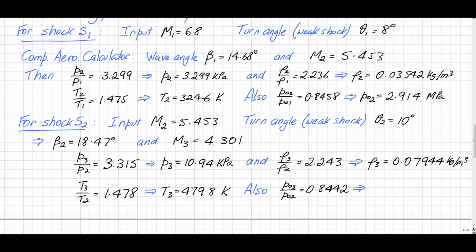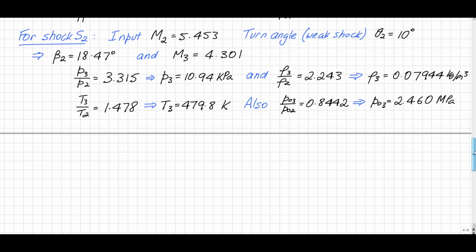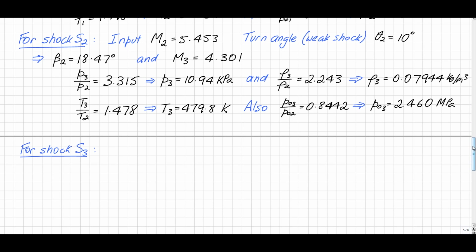So that's going to give us that the stagnation pressure downstream of this shock wave is 2.460 megapascals. So we're starting to lose that total pressure as we go across these shock waves. I'll move the screen down and we'll see what happens across the third shockwave, S3. So the Mach number upstream of the third shockwave is going to be the Mach number downstream of the second. So that's our M3, and we said up here that was 4.301.